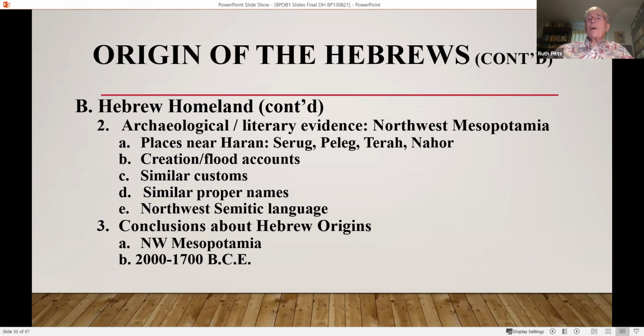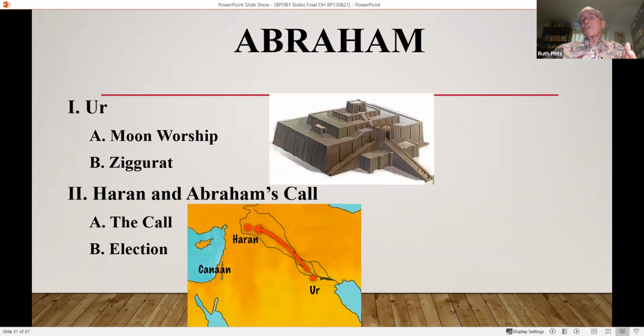The creation and flood accounts have similarities as we've seen. We've just identified similar customs and laws, similar proper names of people. And Hebrew is a Northwest Semitic language. So the conclusion of modern scholars is that Northwest Mesopotamia is the origin of the Hebrews, coming in this period 2000 to 1700 BC. Others have revised that to a more recent era, but this notion of coming from there still holds.